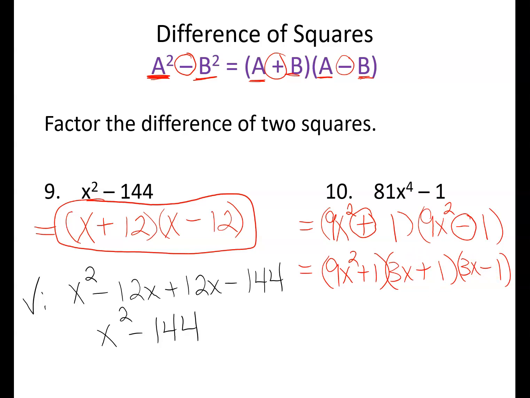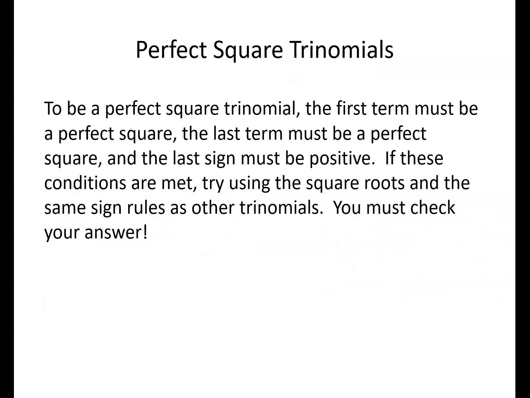Now let's look at the one with the minus sign again, because that's the only one that could go further. However, 3 and x are not perfect squares, therefore it cannot go further, and this would be our answer. So remember to always check, do I have another difference of squares, in which case I need to factor further.